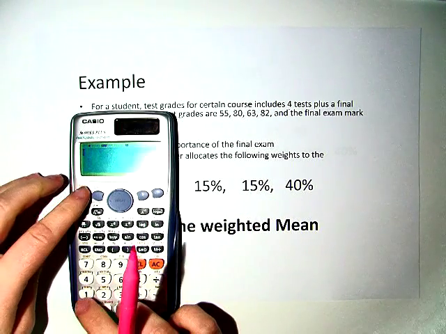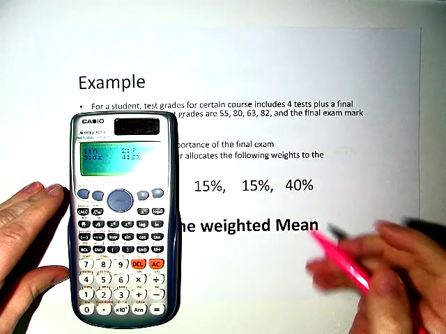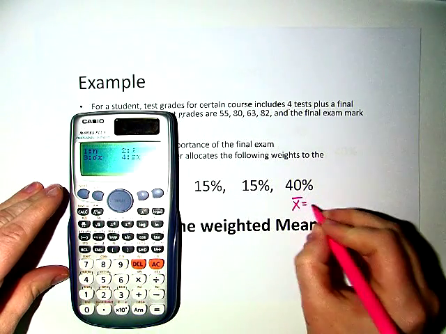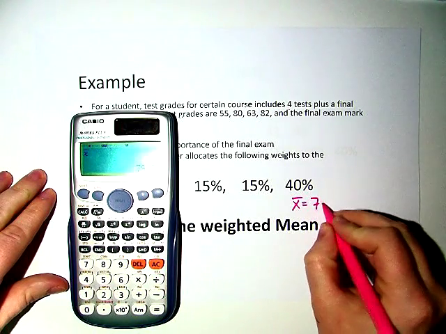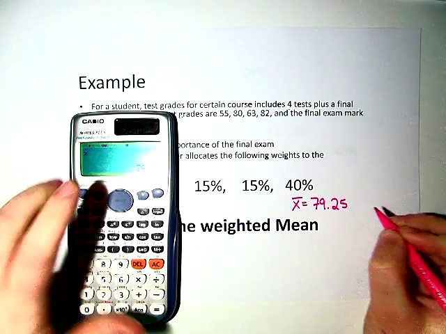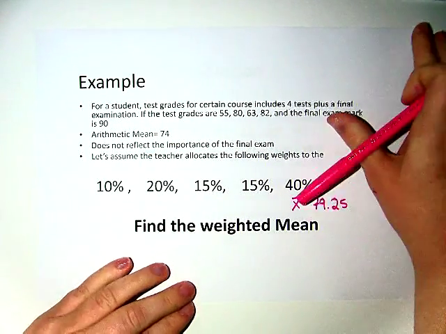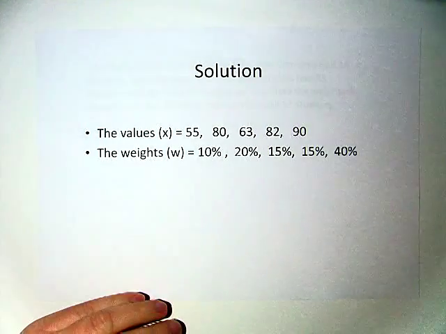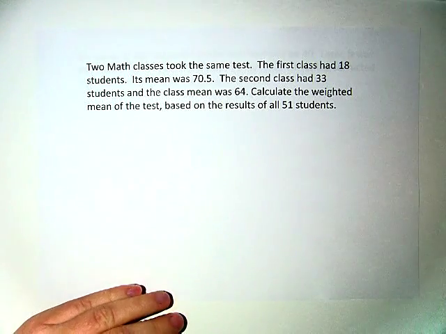And when we do that and we do our variation, we're going to be doing X bar. So to find the weighted mean, we get that the weighted mean is 79.25, or a much higher average than the arithmetic mean. So let's try a few other problems like this. Excuse me, that was the easy solution.